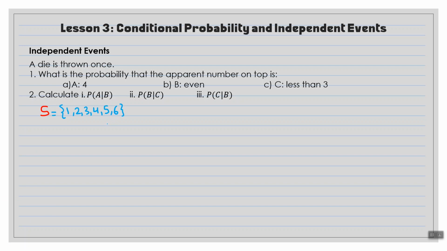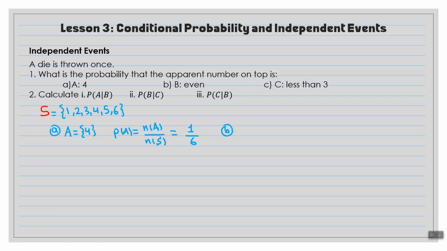So what is the probability that the apparent number on top is event A? So event A has only one number, which is 4. So what is the probability of A? The probability of A should be the number of elements inside of A over the number of elements inside of S, and this is going to be one number over 6 numbers. So it's 1 over 6. As simple as that.